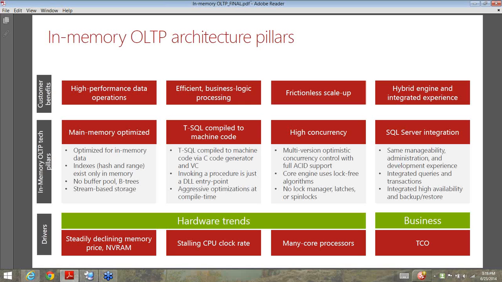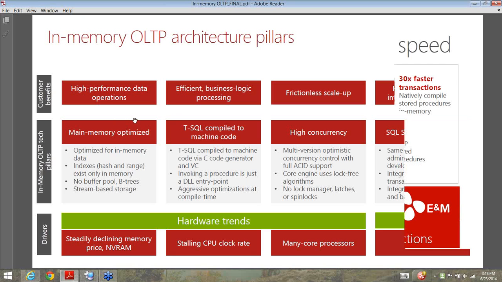Now, as a result of this, on the topmost, you see that there are definitely a lot of benefits associated with this. You have high performance data operations, efficient business logic processing, frictionless scale up, and a hybrid engine and integrated experience.